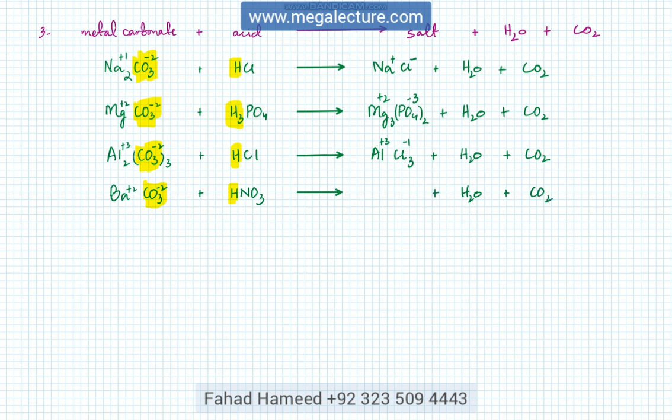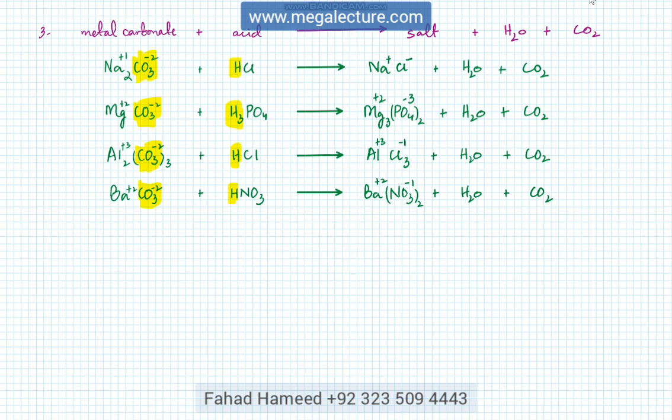And what's left is your salt. So Ba and NO3, that's what's left. So these two ions would combine to form the salt, Ba and NO3. NO3 is minus 1, Ba is plus 2. What will the formula be? It's going to be Ba, and NO3 is going to be twice. So we're going to add twice over here. So that's going to be my salt, water, and carbon dioxide.